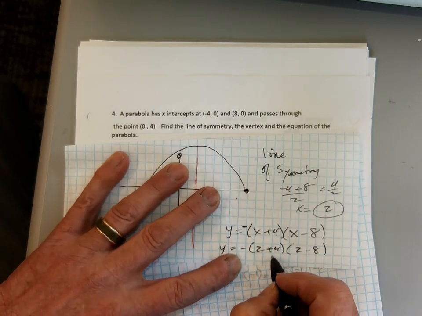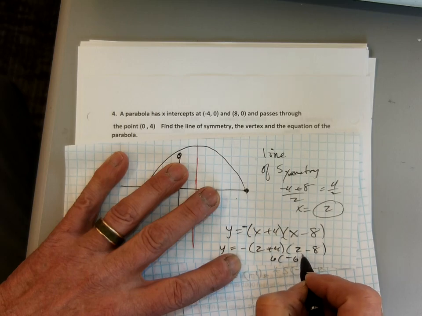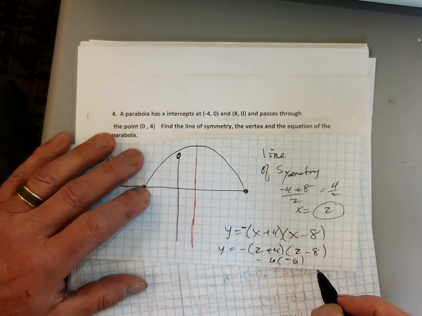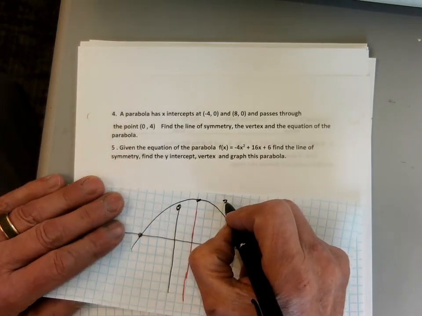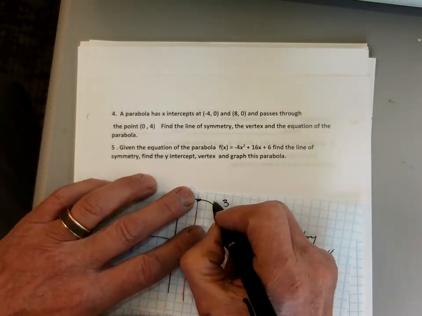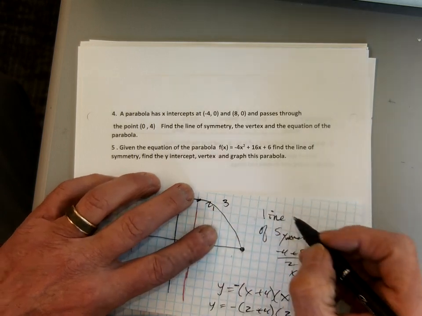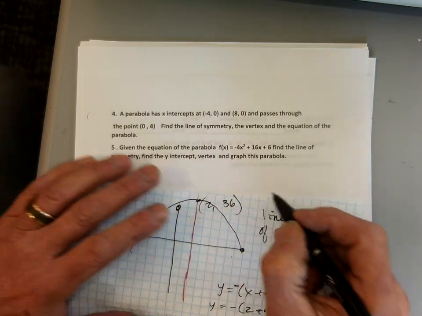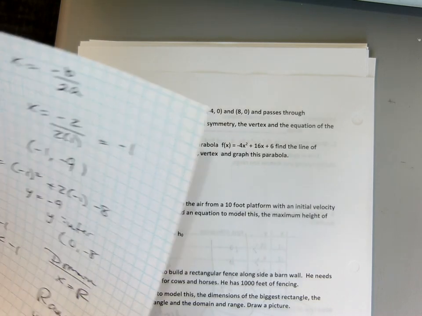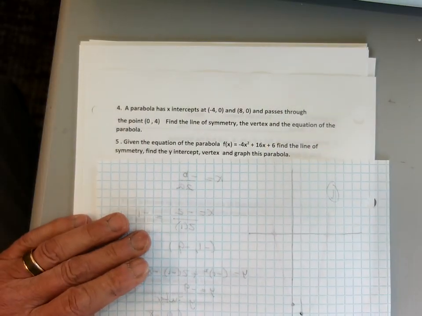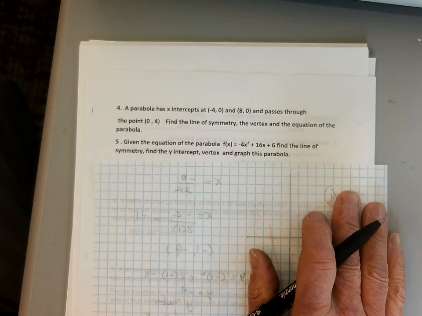I get a 6 times a negative 6 with another negative 6 makes that positive 36. So way up here, can't graph it very well, but we're going to have a line of symmetry, a vertex at 2, 36. Okay? All right. Now, 5. Let's look at 5. Give the equation. Find the line of symmetry, find the y-intercept, vertex, and graph.